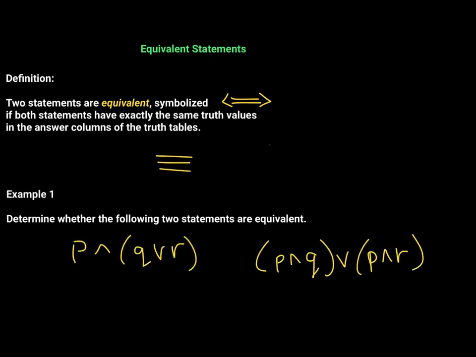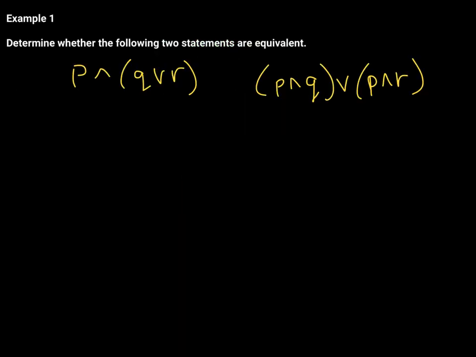In this first example, we want to determine whether these two given statements are equivalent. The first statement says P and Q or R. The second statement says P and Q or P and R. Let's look at their truth tables. I would actually encourage you to pause the lesson here and construct the truth tables and then look at the answer columns for each table and make sure they match. So go ahead and do that now.